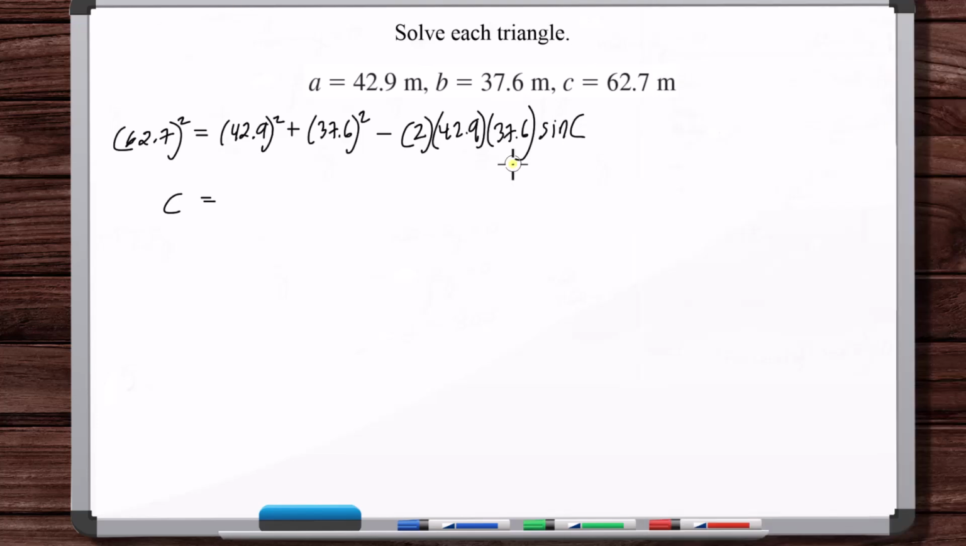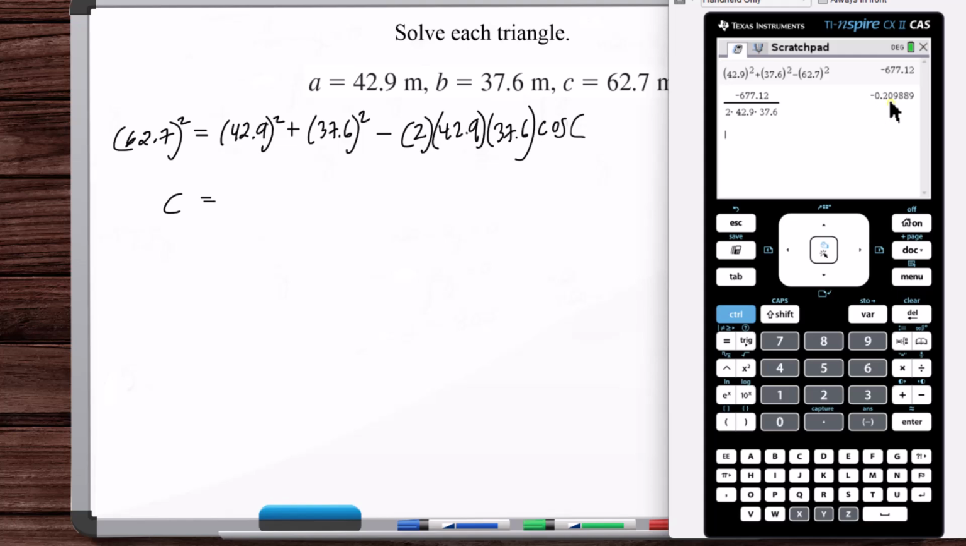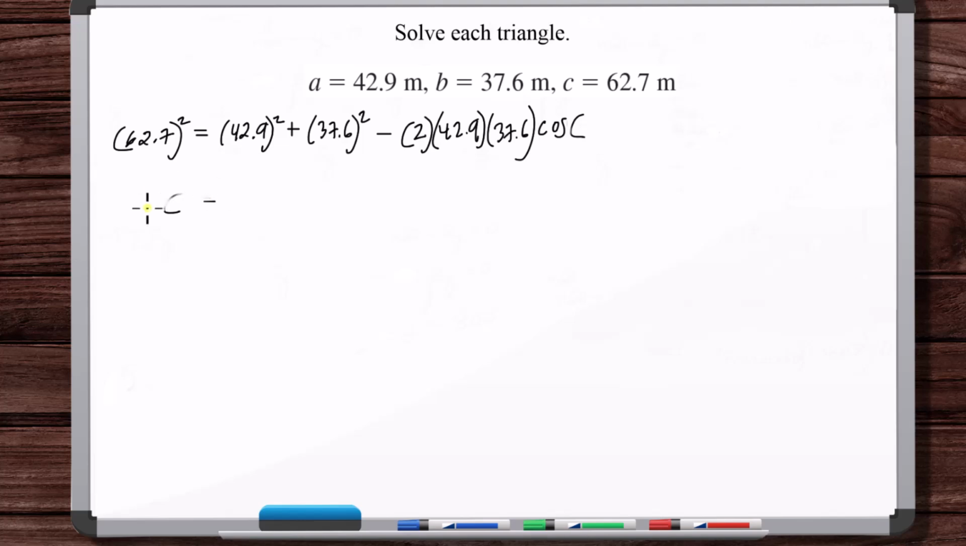So what am I doing? This is cosine. Okay, so this is cosine C, but it's negative. That's fine. That means it's going to be an obtuse angle. So you take the inverse cosine, right? What we've got here is cosine C is equal to minus 0.210, which is weird because it's negative.